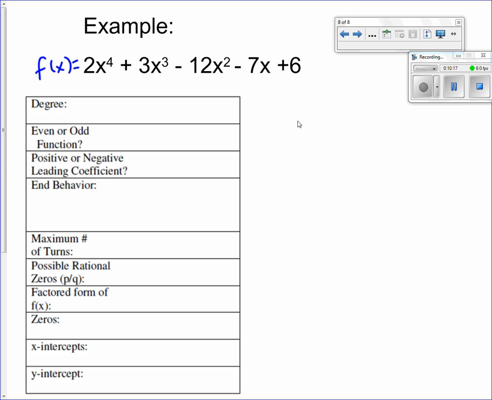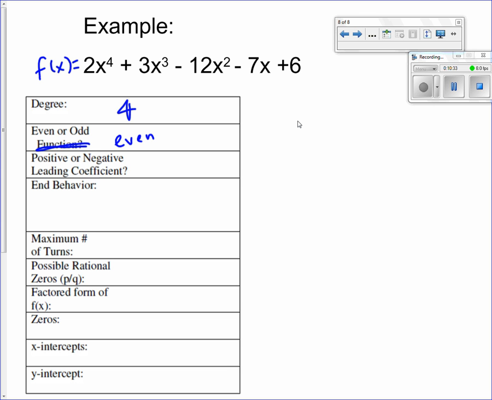So firstly, what is its degree? That degree is the largest exponent. It's 4. We're not going to ask if it's an even or odd function. It means something very particular. But is the degree even or odd? It's even. Why do I care? It's going to tell me about the ends.